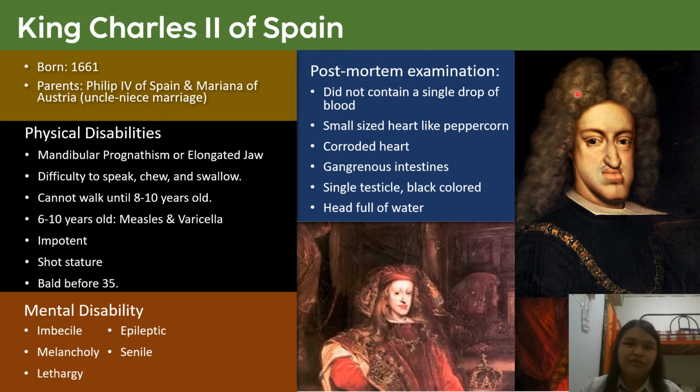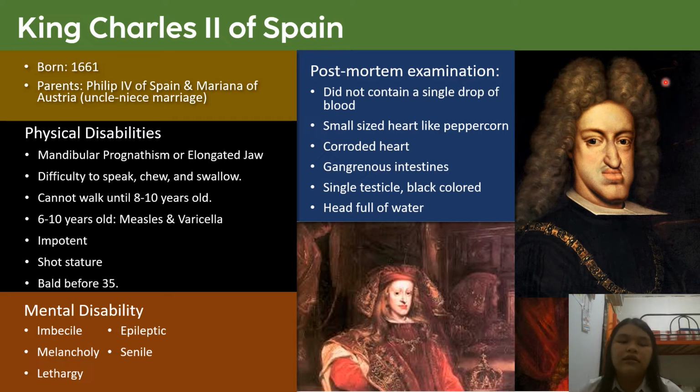So Charles belongs to the Habsburg family, which is a royal family in Spain, and they are very popular for practicing inbreeding from generation to generation. Before Charles was born, the family had been practicing this inbreeding tradition for 16 generations, and that's a lot of inbreeding. Charles was born in the year 1661. His parents had an uncle-niece marriage. His father was Philip IV of Spain, and his mother was Mariana of Austria.